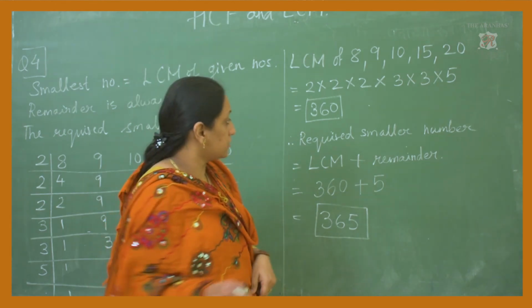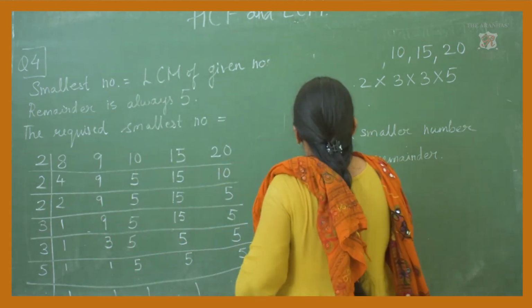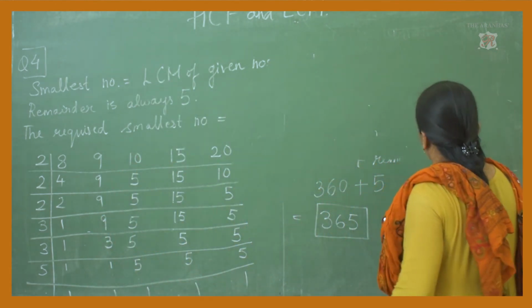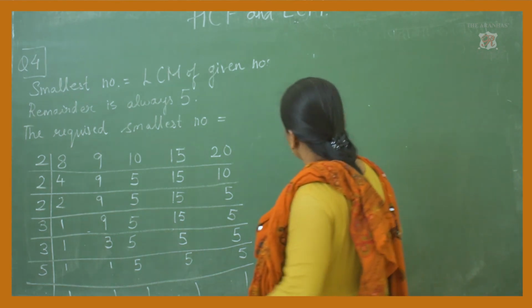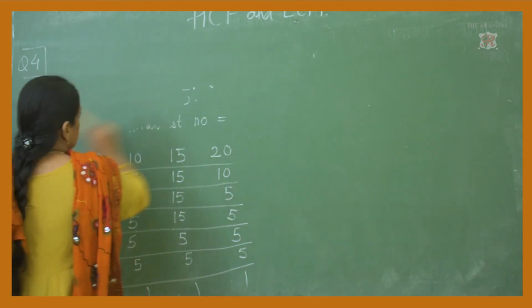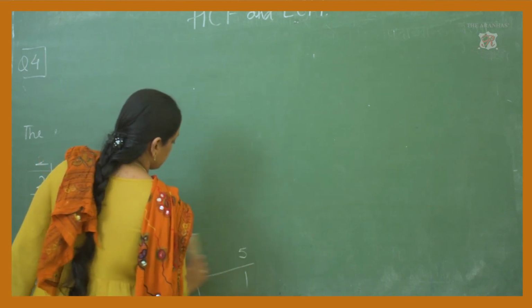So I hope everyone has understood, students. LCM find करना है और उसके बाद remainder को add करना है. That's it, and you get the answer. This was our question number 4 of exercise number 14.